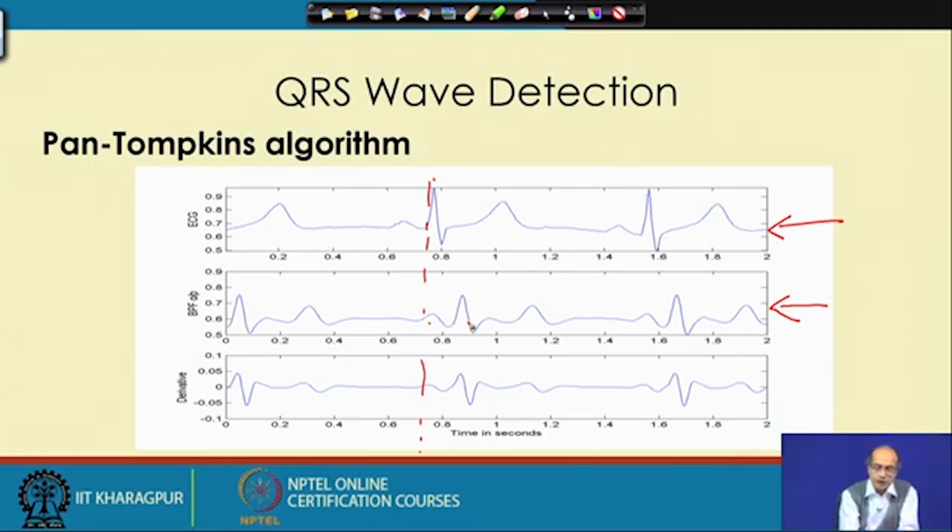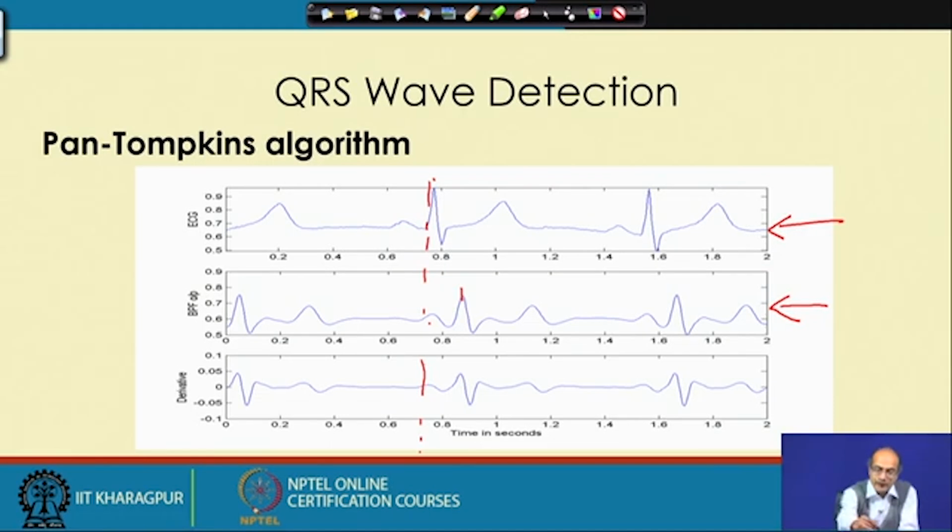So, the position of that QRS complex or that R wave has actually been delayed, and the delay corresponds to the delay introduced by this band pass filter.